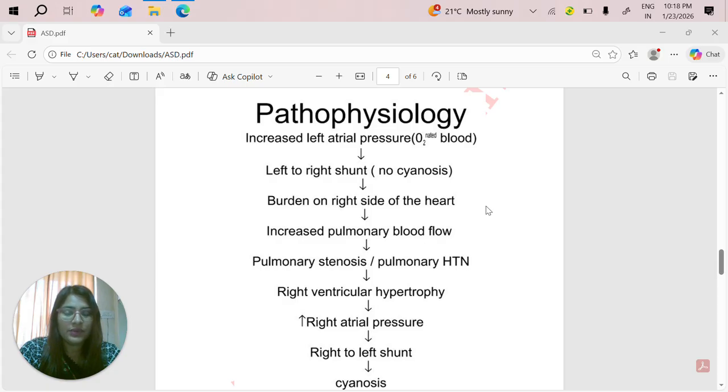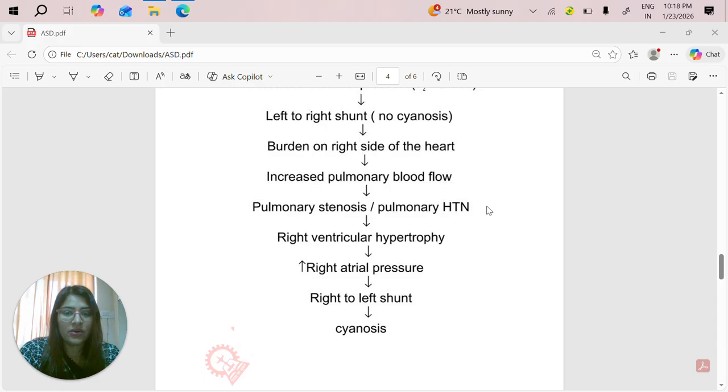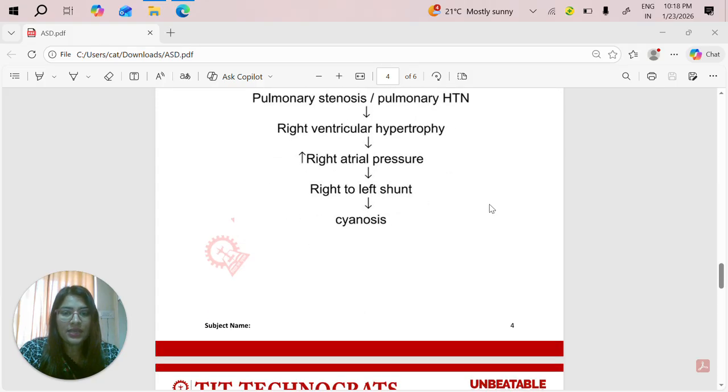Whenever there is an increased burden on the right side of the heart, it will lead to increased pulmonary blood flow, and that increased blood flow creates pulmonary hypertension. Hypertension leads to right ventricular hypertrophy, and this hypertrophy leads to increased right atrial pressure, and whenever pressure is increased, a right to left shunt occurs and will create cyanosis.